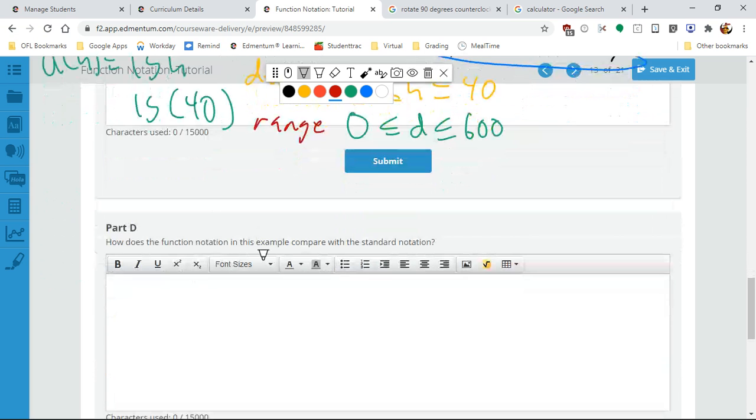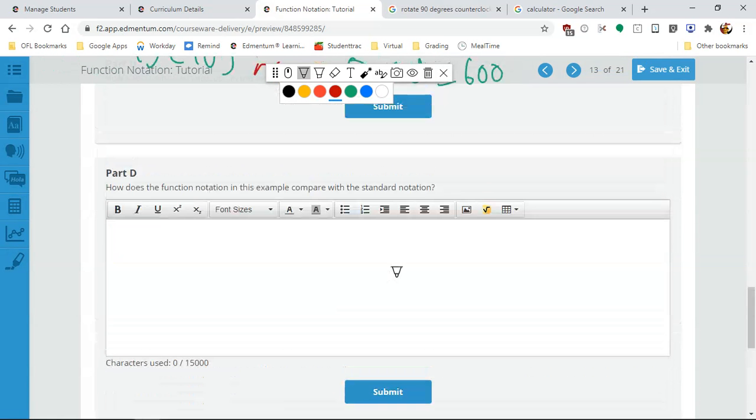How does your function notation in this example work with standard notation? Standard notation is what we're used to: y equals 15x. Our function notation is W of H. This is our output, and H is our input, equals 15 times H. That's all I'm doing for my real world example.